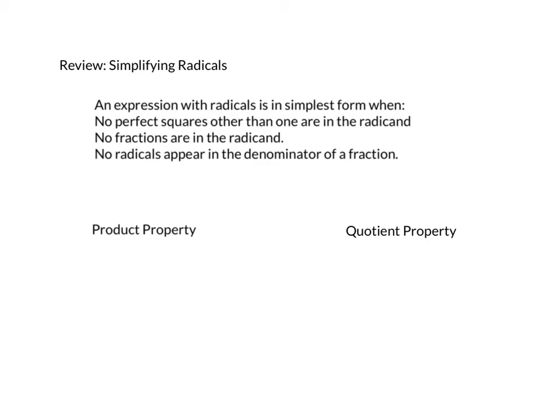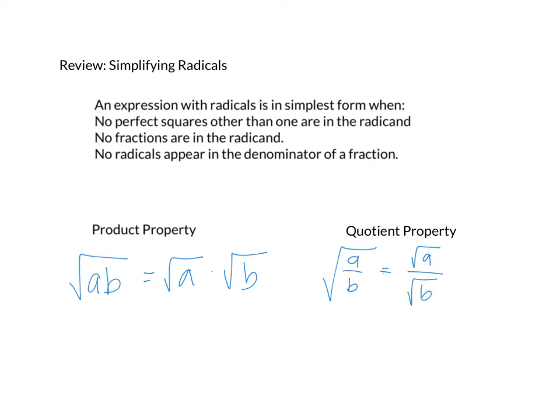Okay? So we're going to keep in mind our product and quotient properties of radicals, or square roots. So if we have the square root of AB, we can actually split this up into square root of A times square root of B. And then, of course, we can go the other way also when A and B are positive numbers. Quotient property, square root of A over B is equal to the square root of A divided by the square root of B, when A and B are positive integers, or positive numbers.